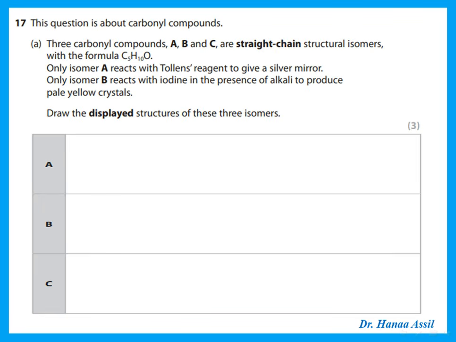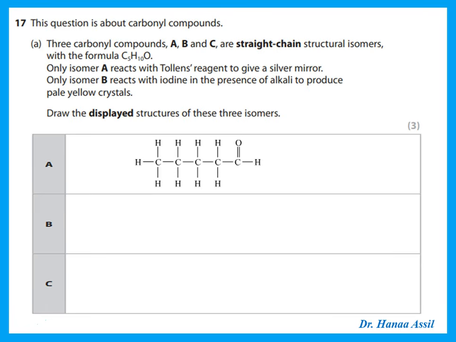Three carbonyl compounds A, B, and C are straight chains. So we're looking at things that are straight chains. And they have a formula of C5H10O. So that's 5 carbons. The first one, he says, A reacts with Tollens reagent to give a silver mirror. Remember, Tollens reagent is a test for what? It's a test for aldehyde. So A must be an aldehyde.